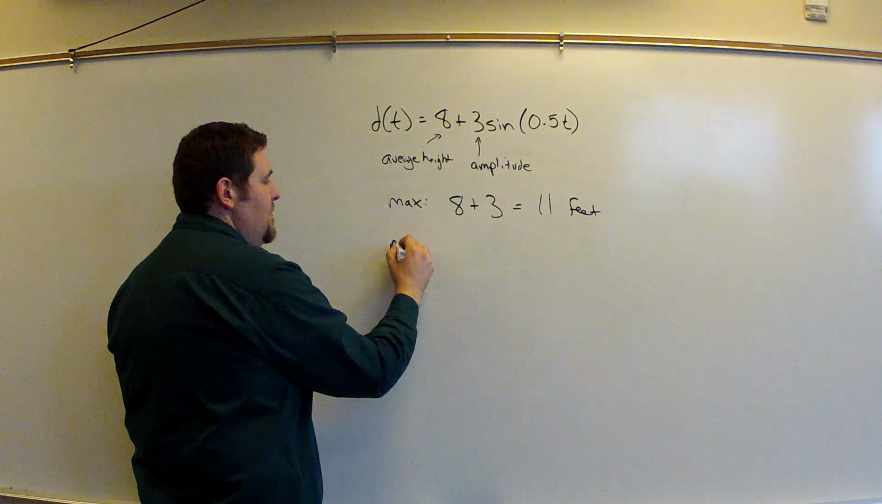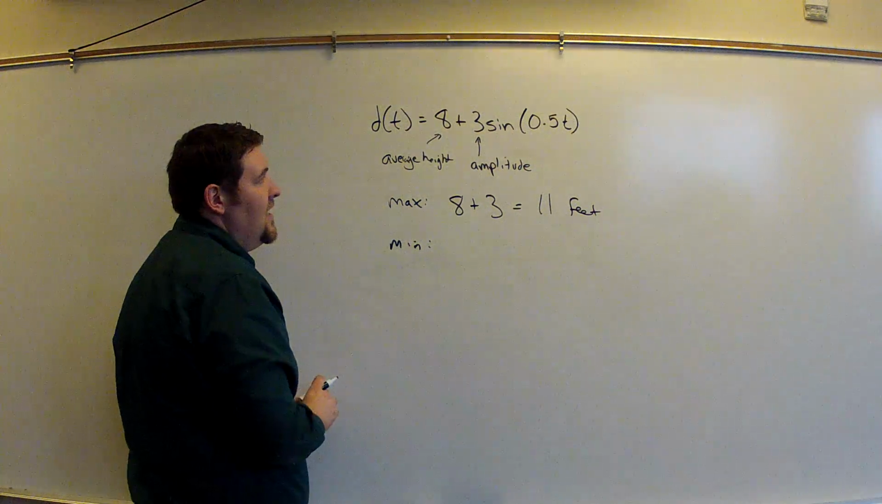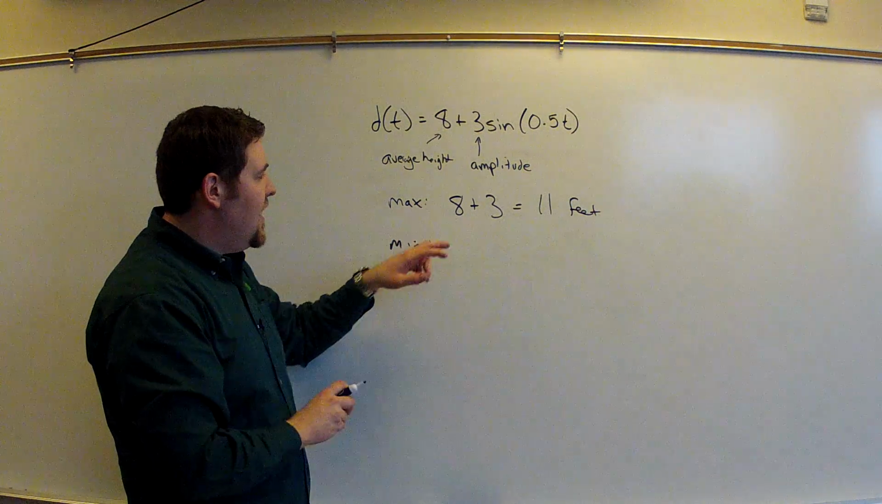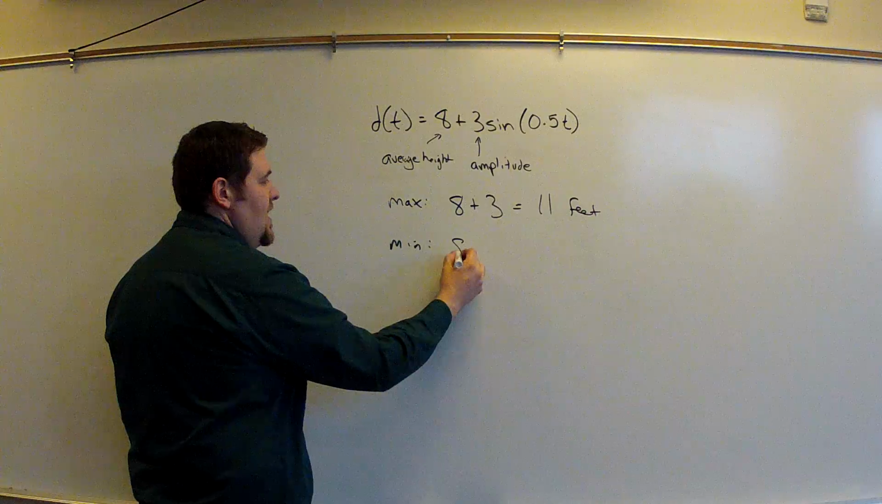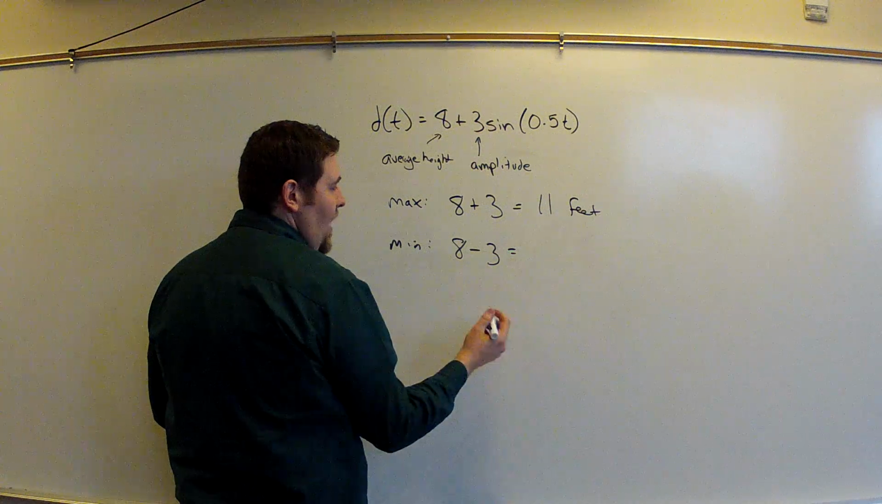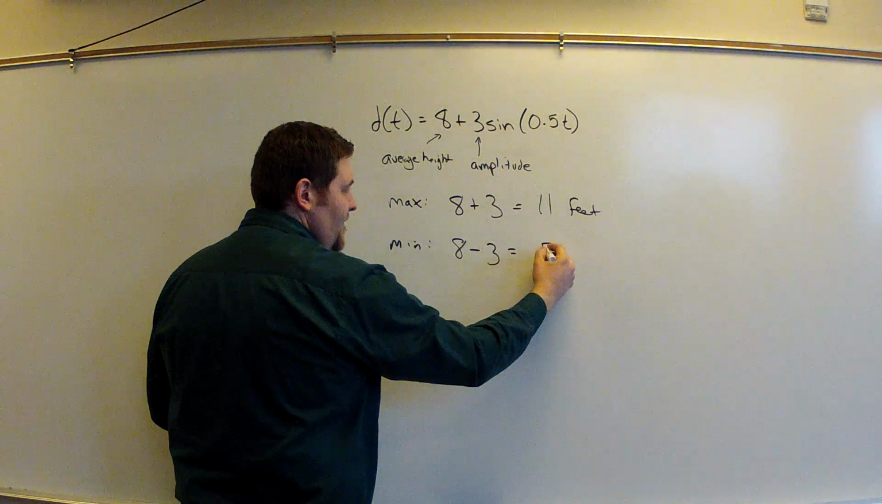We could then look at a minimum value, and the minimum value would take the average line, the average being the 8, and subtract off the amplitude, do 8 minus 3, and that will give us a value of 5 feet.